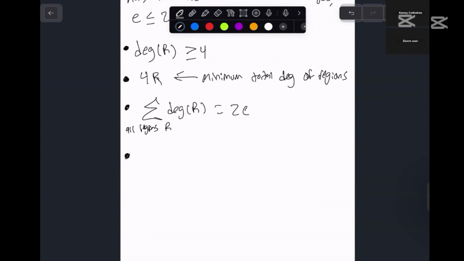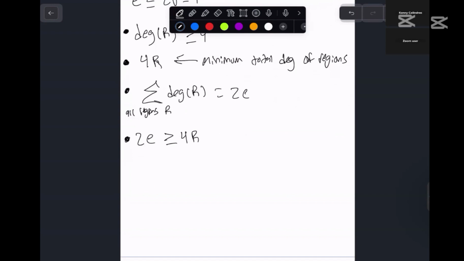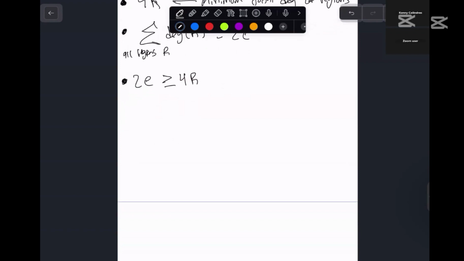And then we're going to say 2E is greater than or equal to 4R, which we know because 4R is the minimum total degree of all the regions summed together, and the summation formula says that the degree of all the regions added together is 2E. Now, using that, what we're going to do is just isolate E. So E is greater than or equal to 2R because you just divide it by 2. And this is actually supposed to be small r.